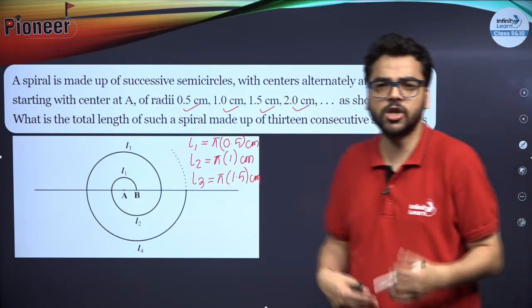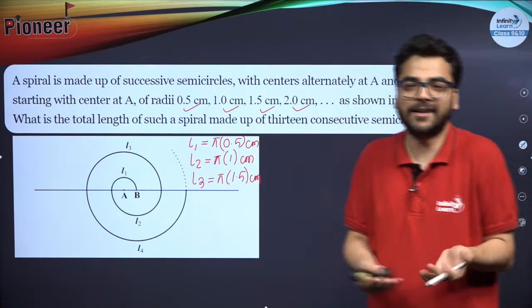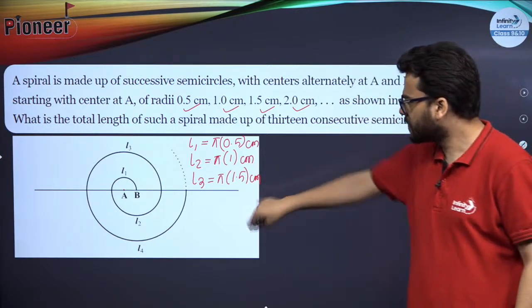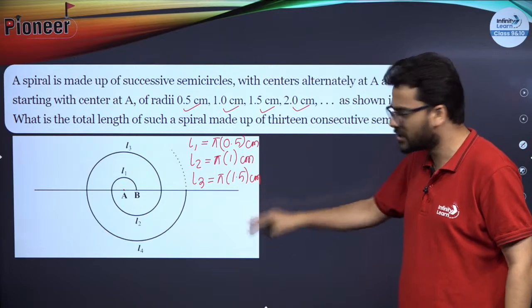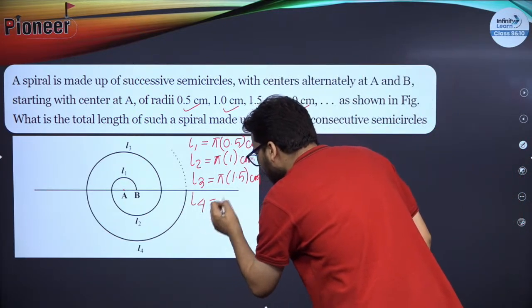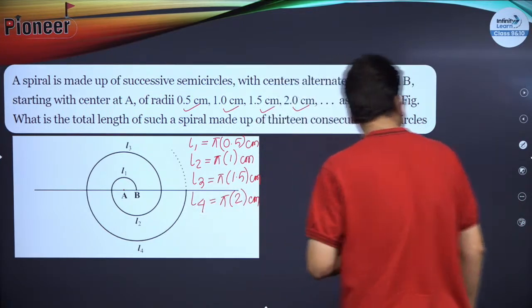Although in an objective question you know that in your mind, you obviously have to satisfy yourself first that it is an AP. If it's not an AP, you cannot use the formula of AP, correct? So in a subjective examination, you have to first justify that it is an AP. Now, length of the fourth semicircle over here will be what? Pi into 2 centimeter, and so on, correct?